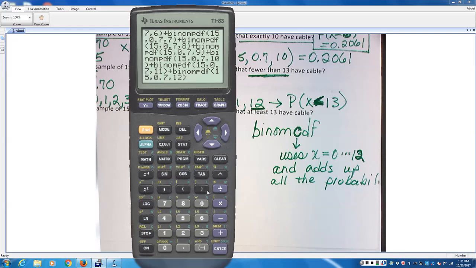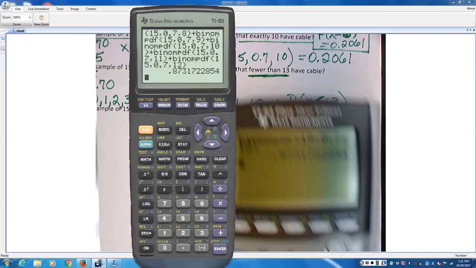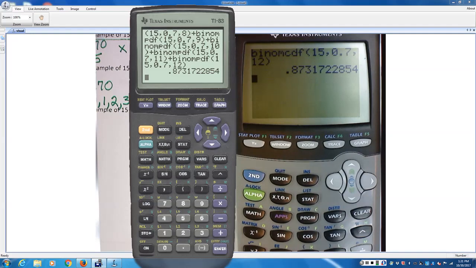Finally, I have entered in every one of the binomial PDFs, and I'm going to hit enter. Do you see what it did? Same thing. The same exact thing. Which way do you want to do it?